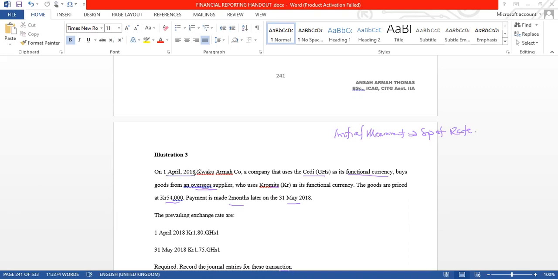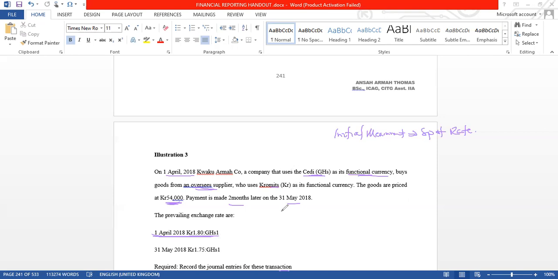So we have 1st April here. And the transaction is how much? 54,000 that we have here. So you will see that you will have to convert this 54,000 because our functional currency is cedis. We need to convert the 54,000 comets into cedis. Now, this is the exchange rate as at the time the transaction was done. So what is going to happen is that we need to convert this into cedis. Now, for what we have here, they are telling us that 1.80 comets is equal to 1 Ghana cedi.